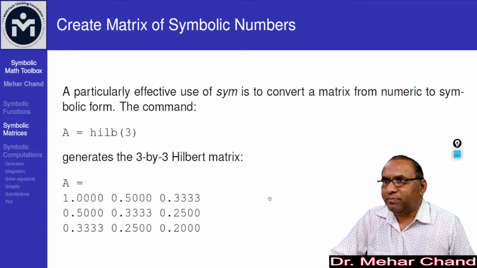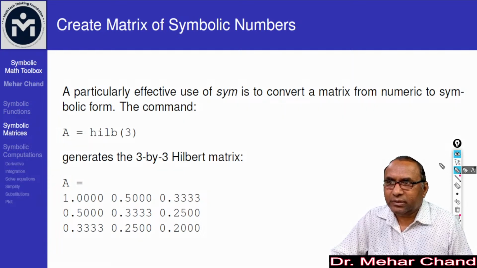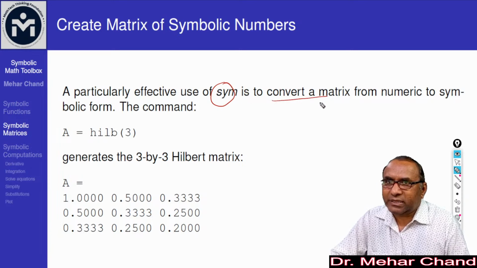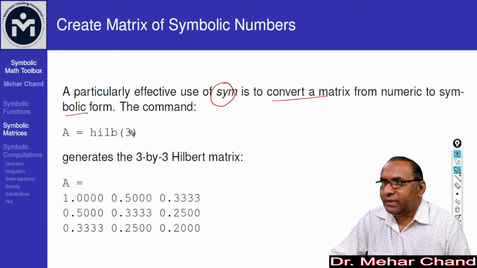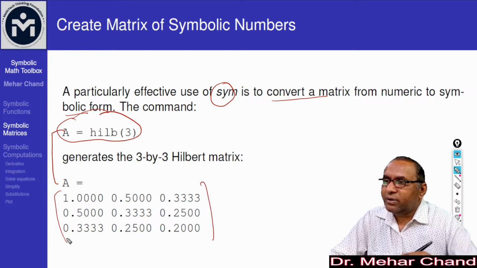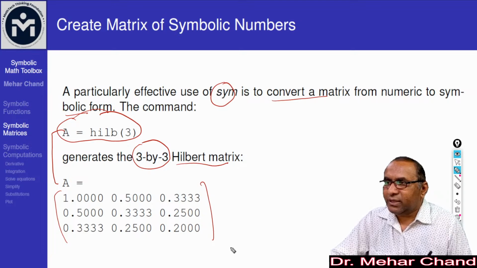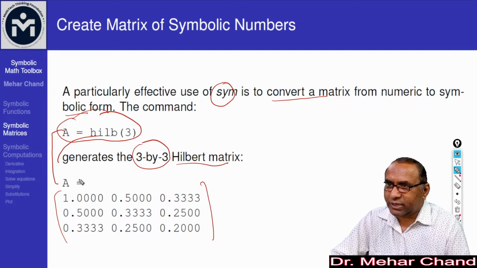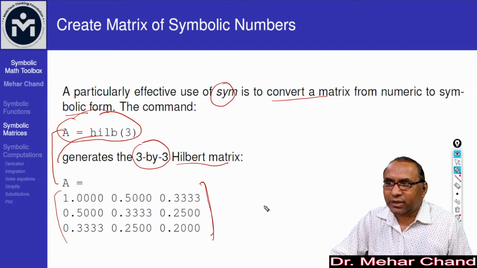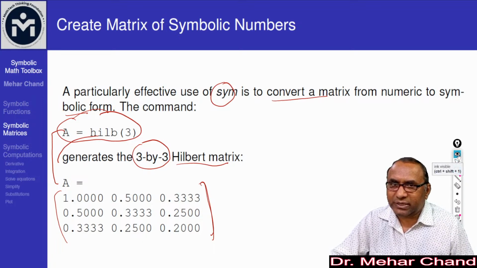There is one more particular type of matrix, and sym can be used. Sym is used to convert a matrix from numeric to symbolic. Okay, and here A is equal to hilb. This is the Hilbert matrix of third order. So when you use this command, this will return this matrix. These are the corresponding elements of the matrix, and the matrix will be of 3 by 3 order. This command will be used to generate a 3 by 3 Hilbert matrix, and we can easily convert this numeric form into symbolic form.